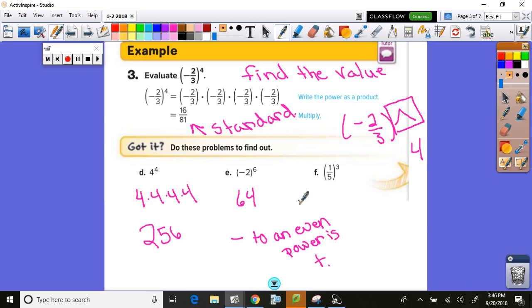Here I'm going to do 1/5 to the 3rd. So again, on my calculator, I'm going to do 1/5 inside parentheses to the 3rd power. And I get 1 over 125.